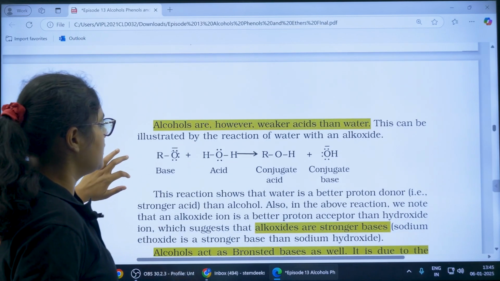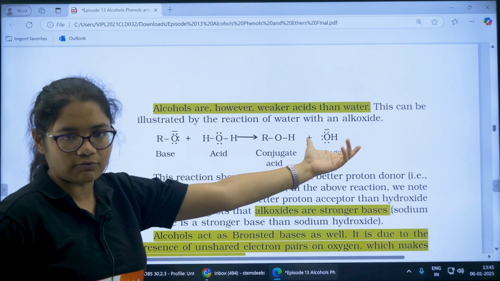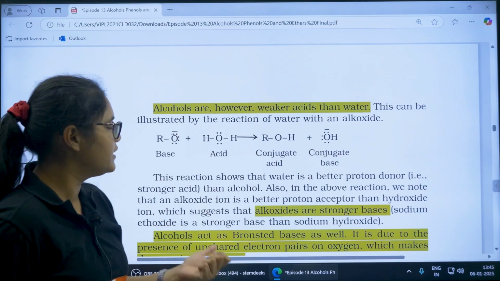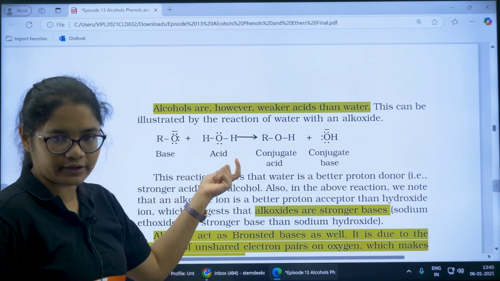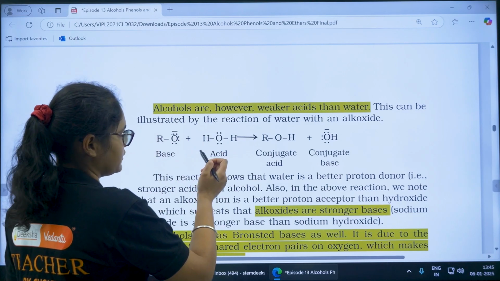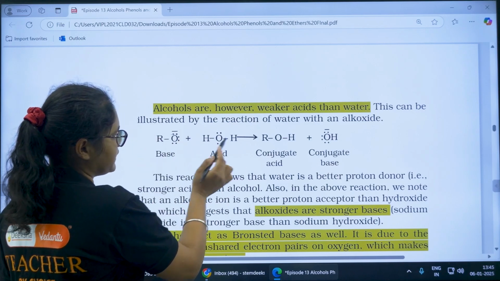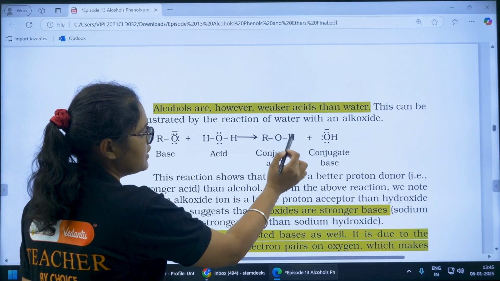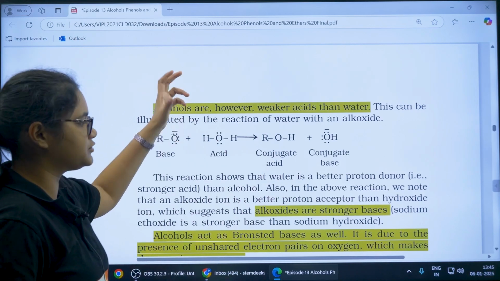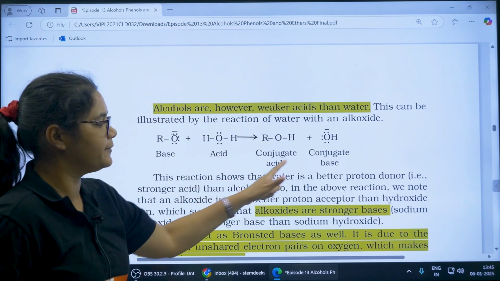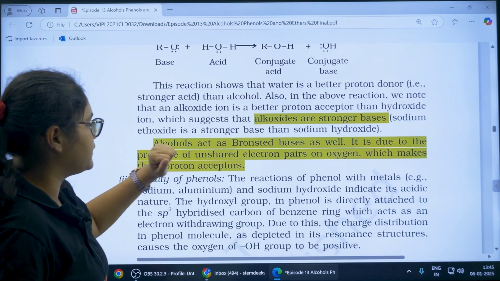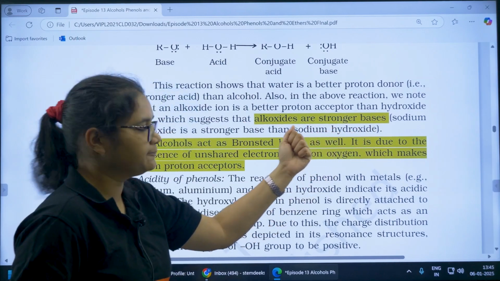Next, alcohols are weaker acids than water. This can also be a question, like explain with an example or explain with a reaction. When water is present, alcohol accepts H plus from water, so it behaves as a base. Water is a better acid than alcohol. So if it is asked to explain with a reaction, you can write this particular reaction. Next we have another point: alkoxides are stronger bases.